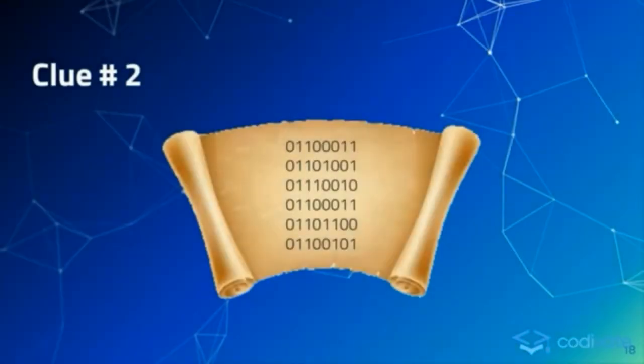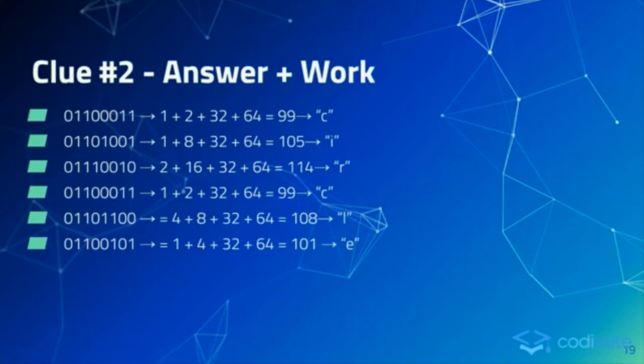Clue number 2. Pause the video so you can solve this, converting this binary to base 10 and then to ASCII. This is clue number 2. The first binary letter will convert to a C in ASCII, and this is because 1 plus 2 plus 32 plus 64 becomes 99, and that becomes a C.